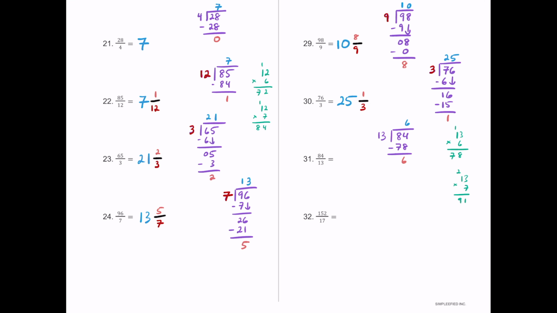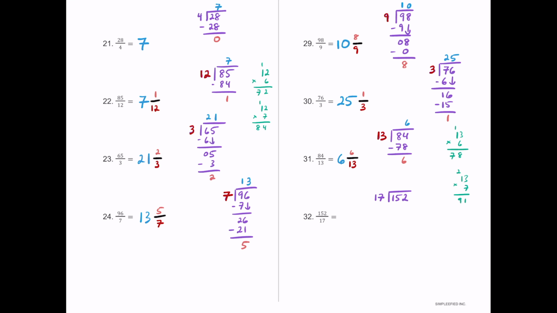So we have a whole number of 6. It goes in 6 times. We have a remainder of 6, and that's going to be over the divisor that we started with. So this 13 that we started with is going to be the same 13 that's on the bottom. The denominators never change. Finally, we have this 152, and we're splitting it into 17 groups.